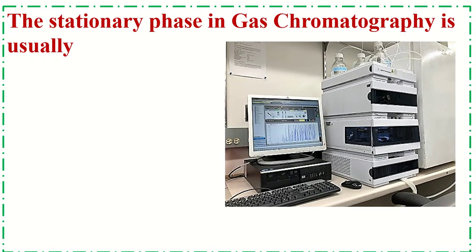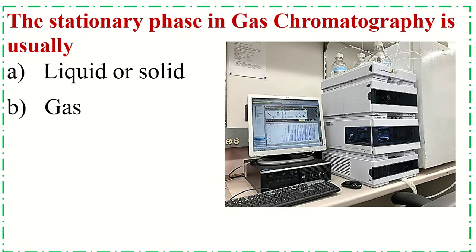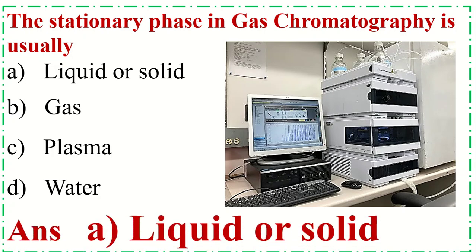The stationary phase in gas chromatography is usually option A liquid or solid, B gas, C plasma, D water. Correct option is A liquid or solid.